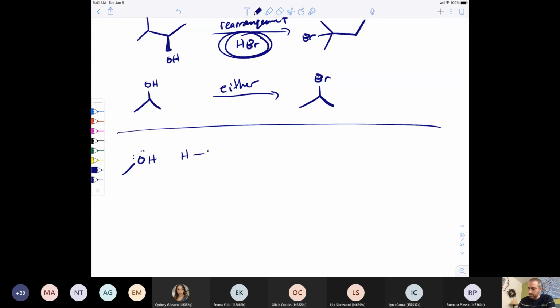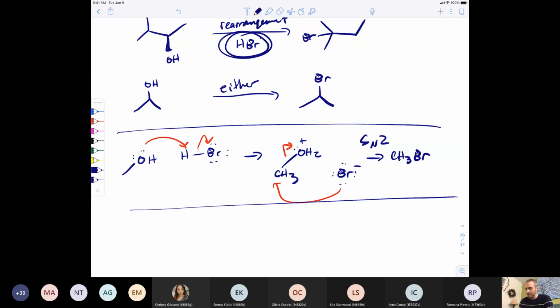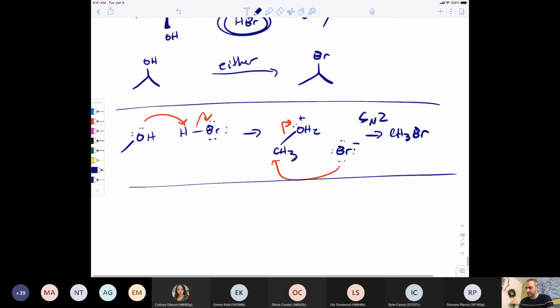looks like this. You get proton transfer, OH2 plus. This is a CH3, by the way. And you have Br minus, and it attacks there, and you get CH3Br via an SN2 reaction. You're right, though. You can't get SN1s at primary carbons.